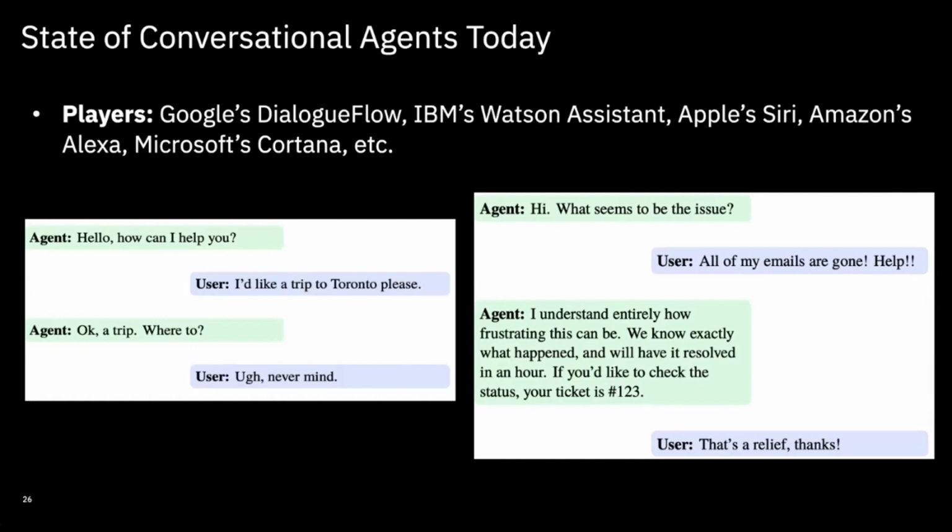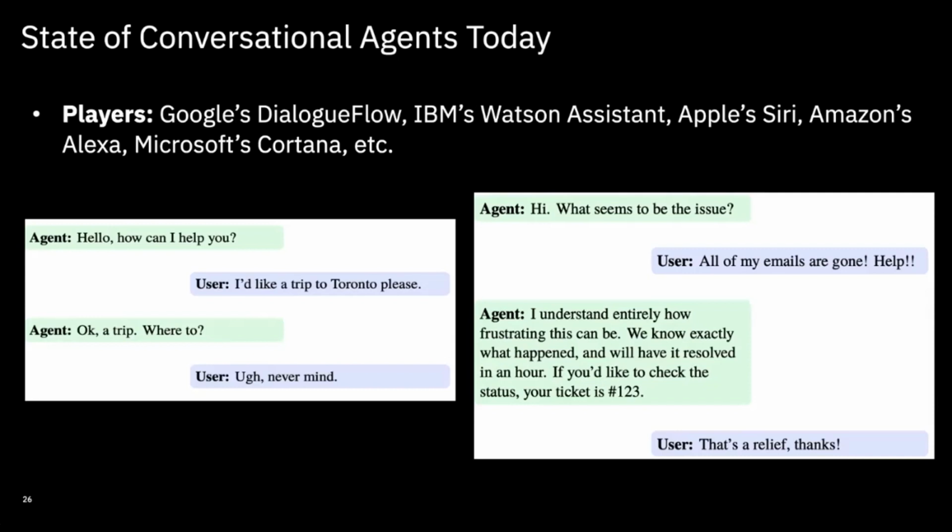So, for example, on the left is the state-of-the-art in a believable agent that's using ML or DL. And this is an image of an RNN approach. The agent says, hello, how can I help you? And the user says, I'd like a trip to Toronto, please. And the agent says, okay, a trip, where to? And the user says, never mind.